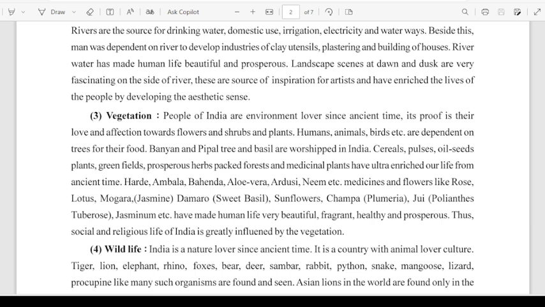times. Harde, amla, baheda, aloe vera, ardusi, neem, etc. as medicines, and flowers like rose, lotus, mogra, jasmine, damro, sweet basil, sunflower, champa, plumeria, jui, polyanthus tuberose, jasminum, etc. have made human life very beautiful, fragrant, healthy and prosperous. Thus, the social and religious life of India is greatly influenced by vegetation.